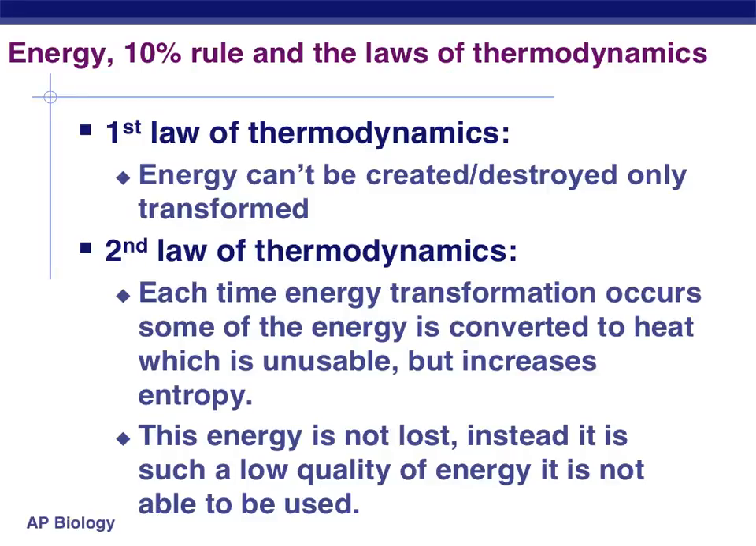All right, so let's refresh our memories about those thermodynamic laws, because right now we're going to talk about energy, the 10% rule, and how the laws of thermodynamics have something to do with all of that. Remember, our first law says we can't make or destroy energy, we can only change its form. The second law says that every time energy transformation happens, some of the energy is converted to heat, which is unusable, and while that heat increases entropy, it doesn't increase the amount of energy available. The energy itself isn't lost. Instead, it's such a low quality, we can't actually use it.